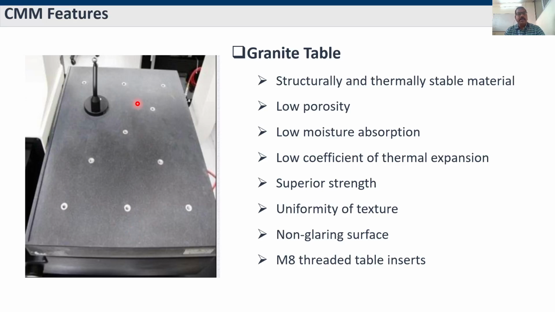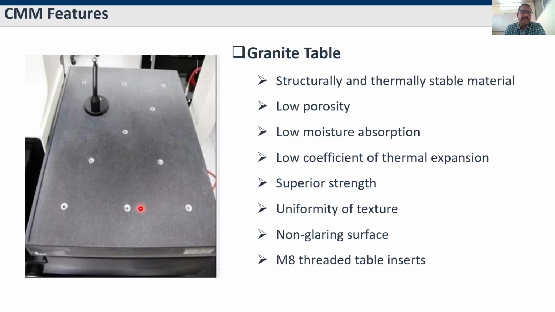It has some features. It should be a structurally and thermally stable material. It should withstand the load which we are going to keep; sometimes an engine block can be kept above this granite table. So structurally it should be stable, and thermally it also needs to be stable. Then it should possess low porosity.